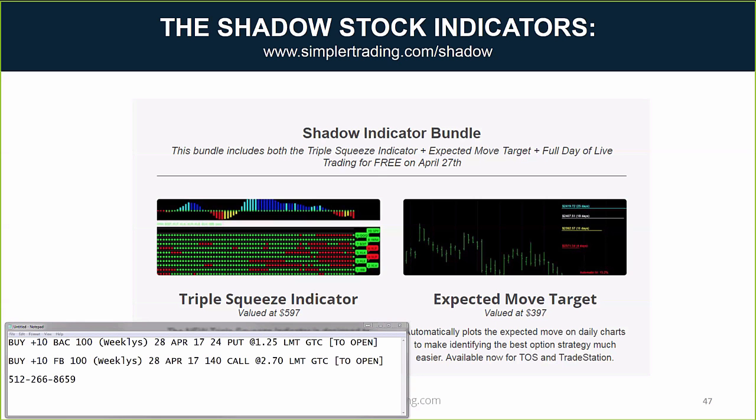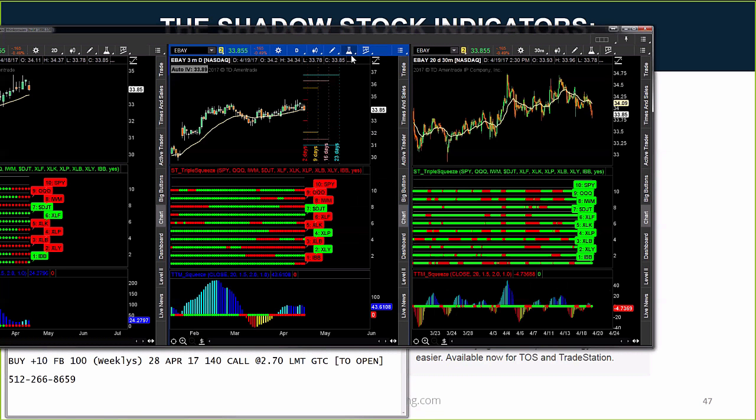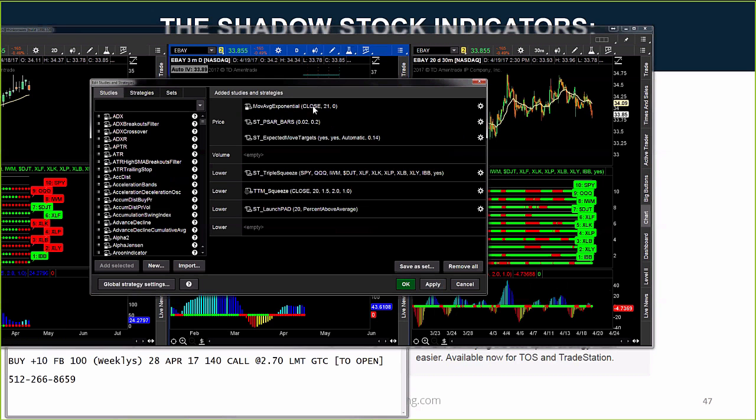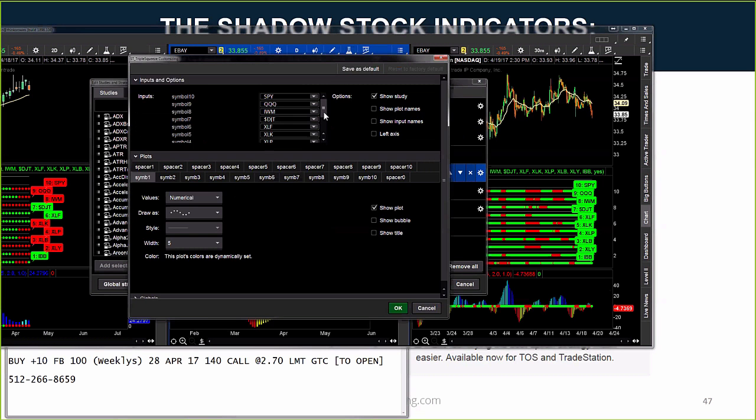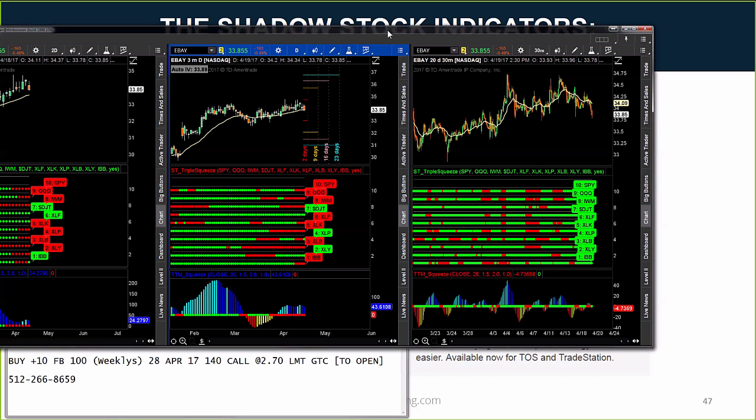Are there default settings that come with the indicator, i.e. sectors chosen? Yes, Gary, but it's easy to change them. So you'll see that when the default is, if you go in here and you look at the indicator, edit studies, and triple squeeze, you'll see that it defaults, but then you can easily change them. And by the way, you don't have to look at 10, just leave it blank if you just want to look at a couple. So it defaults to the ones that I like, but you can tweak them and change them.